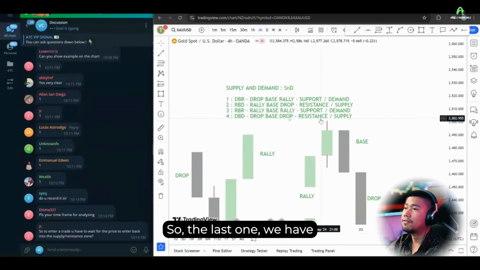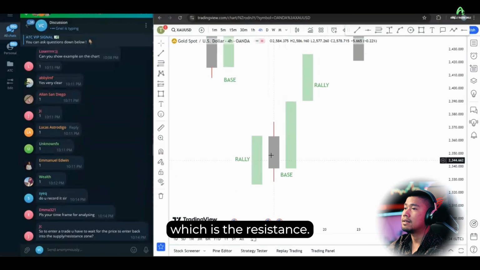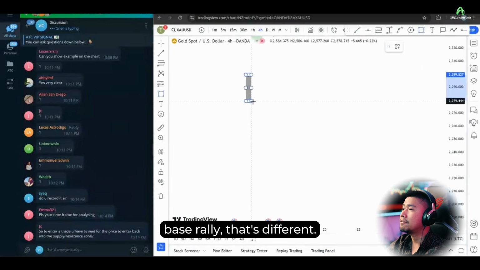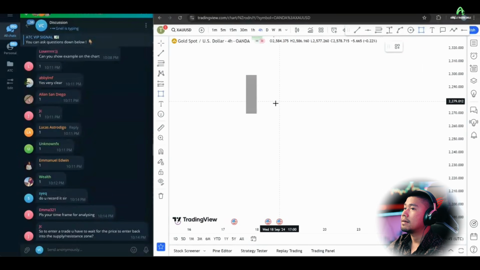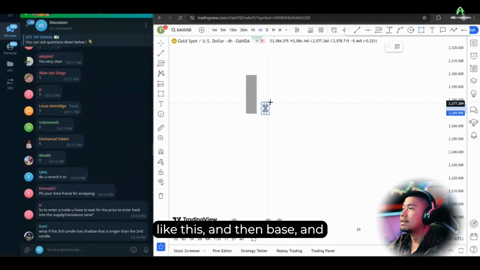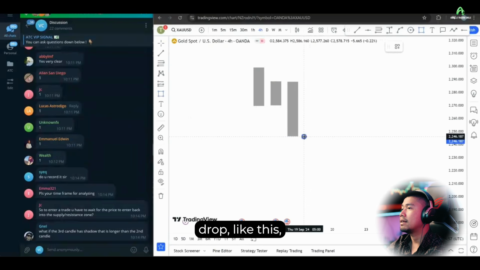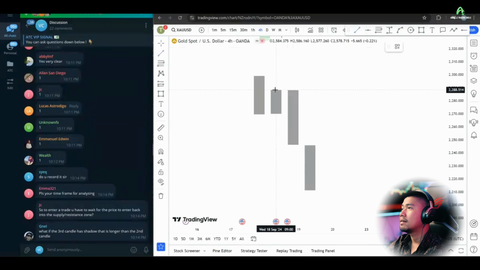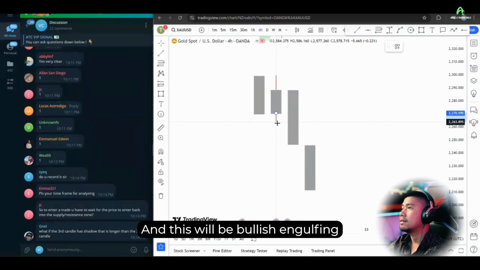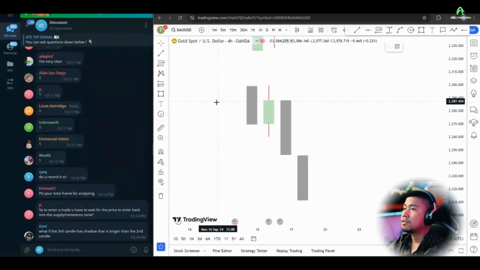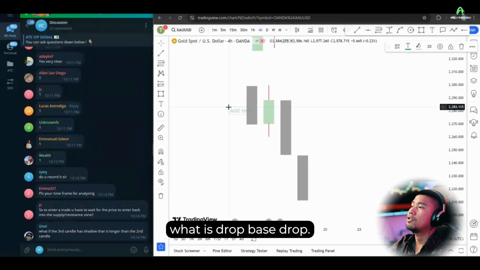So the last one, we have drop base drop, which is resistance. Drop base drop is the same as rally base rally, it's just different. First, we have a candle like this, and then base, and then the next one will be drop, a drop candle like this, and then the shadow will be here like this, and this will be bullish engulfing, right? So drop base drop, what is drop base drop?